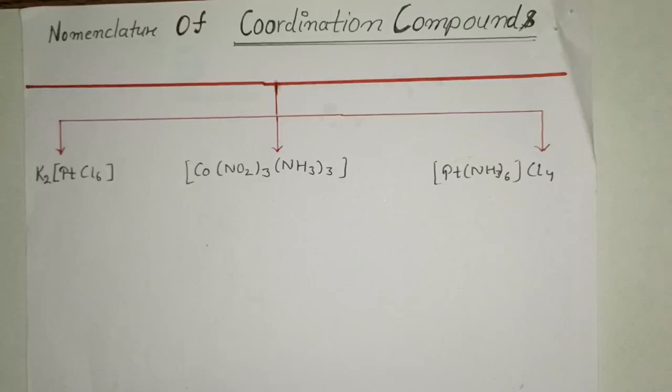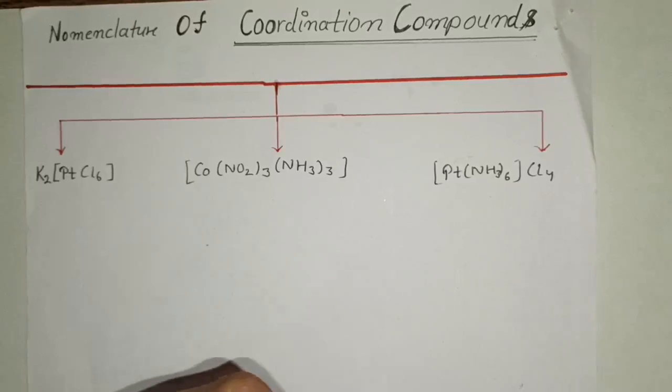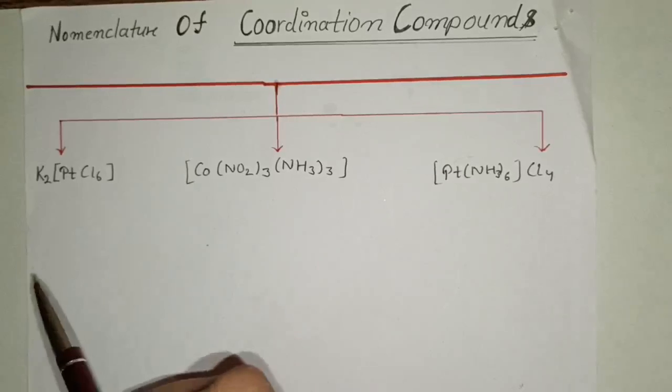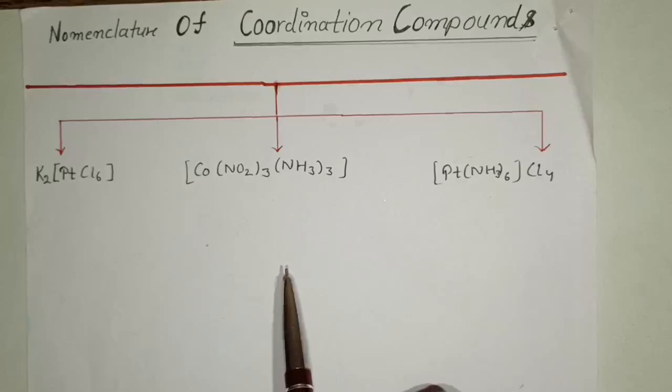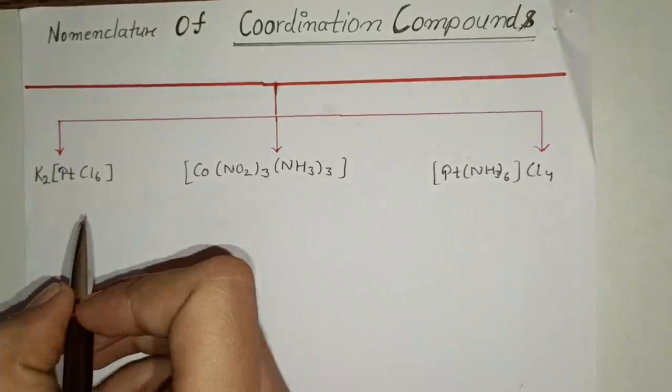Today in this video, we are going to discuss nomenclature for coordination compounds. For that purpose, I have taken the examples of three compounds. These three compounds are of three different types. They are general examples. So how are they of different kinds?